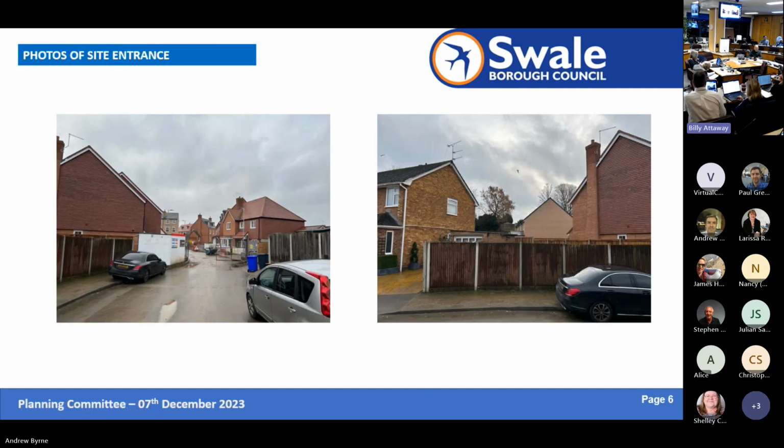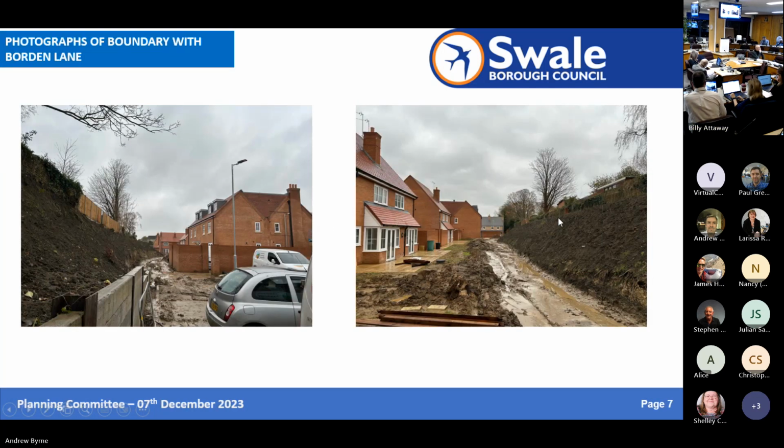These are the photographs of the site. So that's the site entrance. This is the closest property on Lidbrook Close, which sits just at a slightly lower level than the immediate properties that have been built next to it. These are photos of the boundary with Borden Lane. So members can see that in the majority of cases, the development is two stories and the first floor looks out onto the bank or onto the fence line.